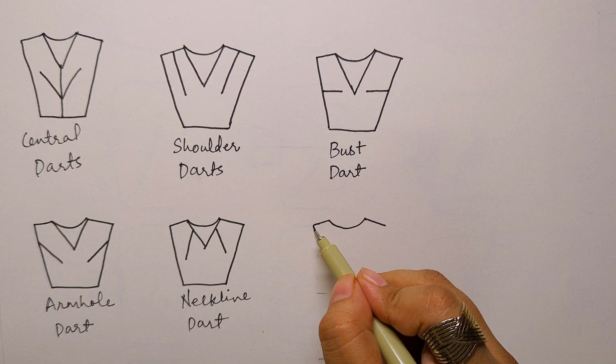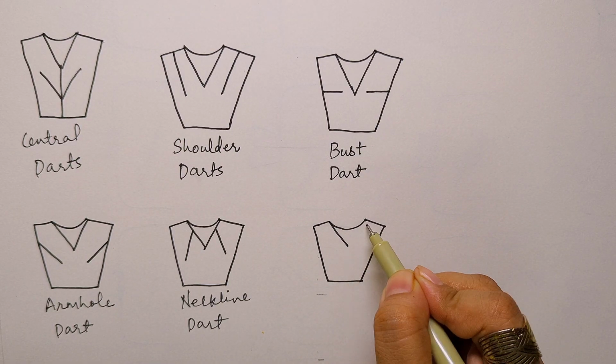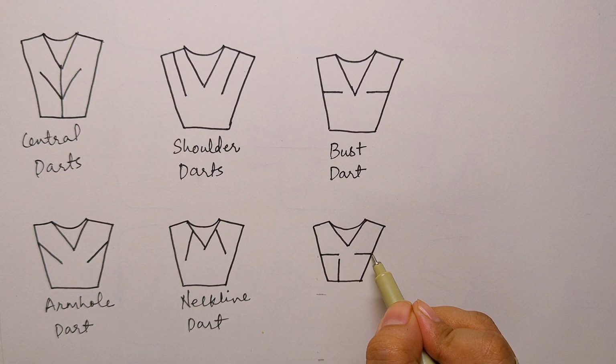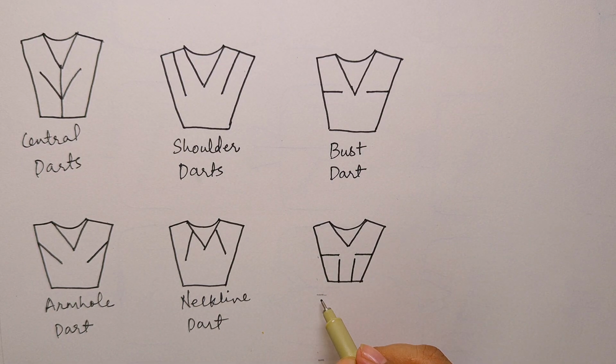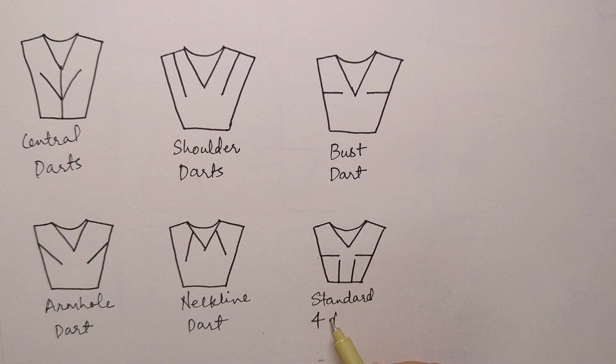Next is the standard 4 darts. In the basic bodice, you will often find 2 darts in front and 2 at the back. This is called a standard 4 dart pattern, perfect for balanced shaping all around the body. This is the foundation of most fitted bodice designs.